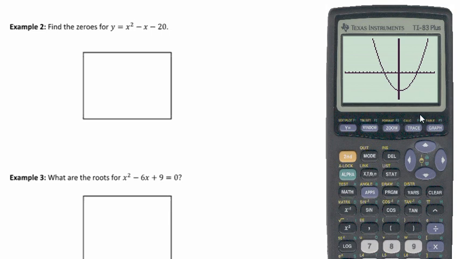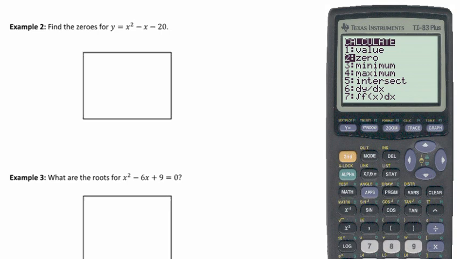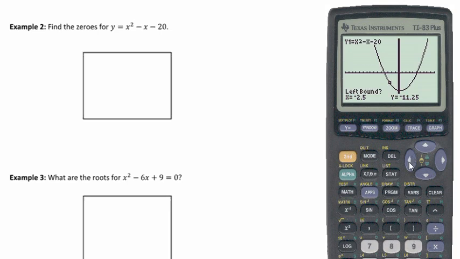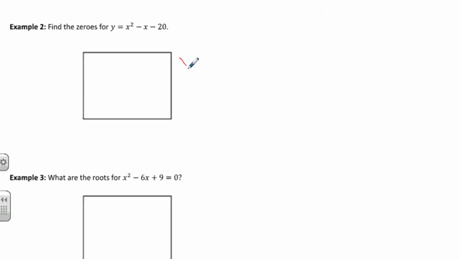Find the zeros now. So we want to find those x-intercepts. So second function trace, we want to calculate our zeros. We need to be on the left-hand side. Yes. Right-hand side, yes. Guess. So x is negative 4 when y is 0. X equals negative 4.